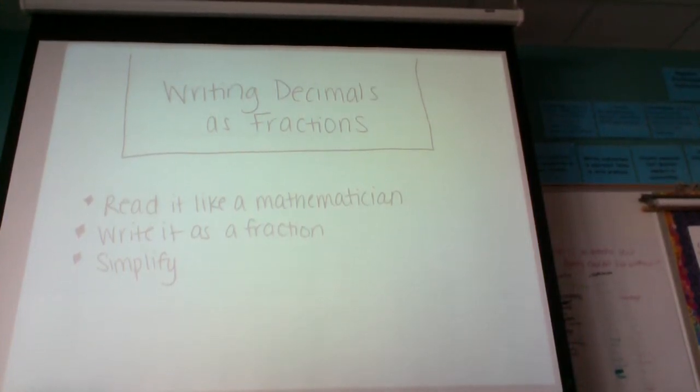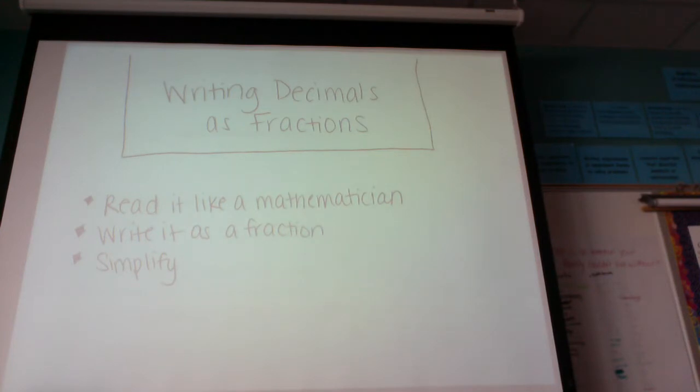Now we're going to talk about writing decimals as fractions. And I want you to think about 3 things that you need to do in order to write decimals as fractions. You first need to read it like a mathematician would. So we talk about using those math words, not like 4 over 5 or 0.45. You need to read it like a mathematician. You then need to write it just as it sounds as a fraction. And then, last step is always with fractions to simplify.